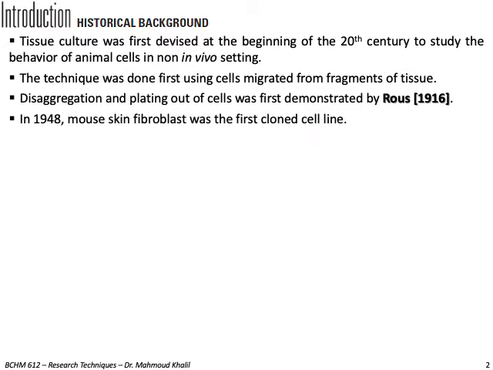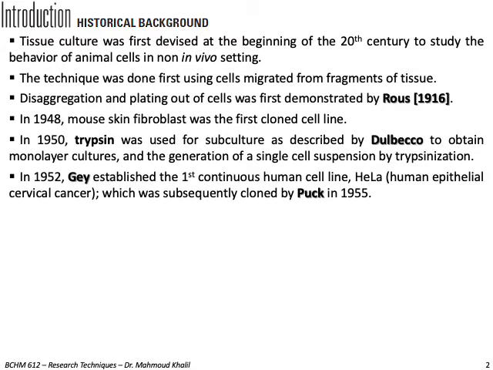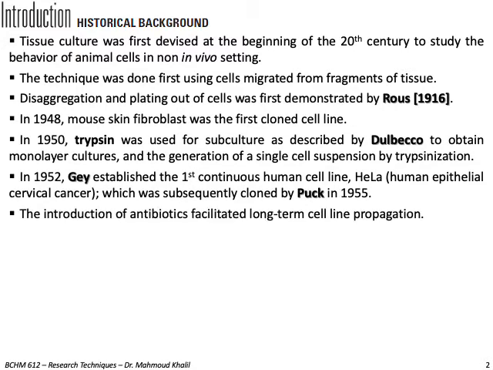In 1948, mouse fibroblast was the first cloned cell line. In 1950, trypsin, a protease, was used to subculture as described by Dulbecco to obtain monolayer culture and the generation of a single cell suspension by trypsinization. In 1952, Gey established the first continuous human cell line, HeLa, which is a human epithelial cervical cancer, which was subsequently cloned by Puck in 1955. The introduction of antibiotics facilitated the long-term cell line propagation.